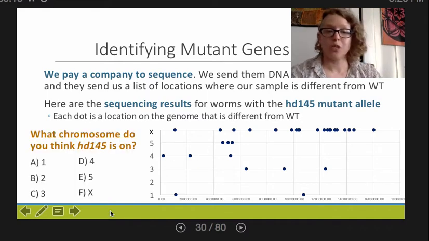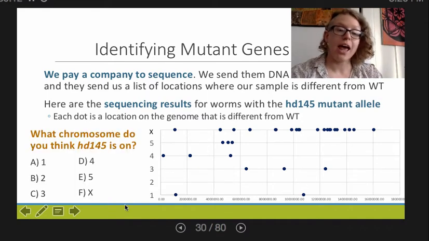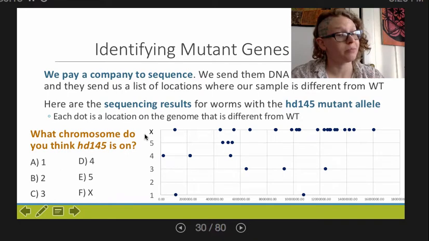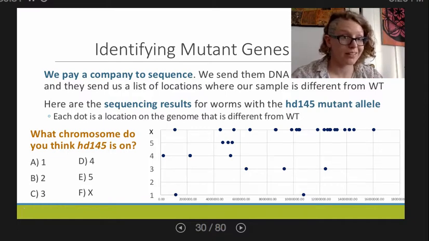So what chromosome do you think HD145 is on? And keep in mind, these are the 6 chromosomes. The 6th is chromosome X. It's our sex chromosome, so that's why those are there. And these are the dots, mutations on each chromosome. Okay, so pause it. Come back. It's X. It's on X.